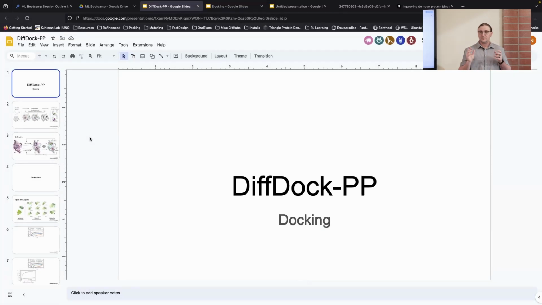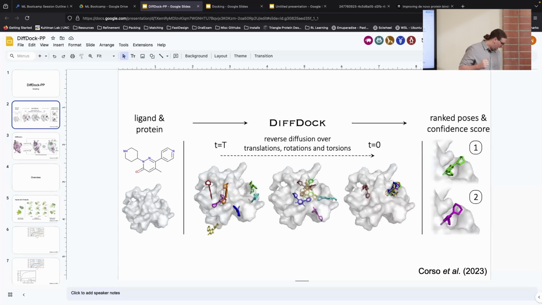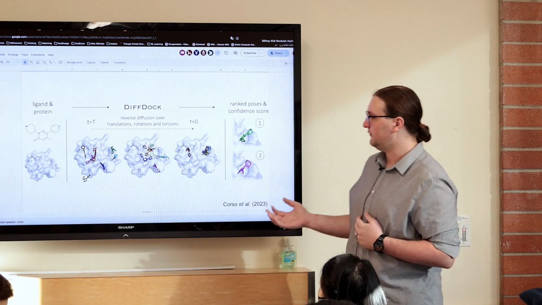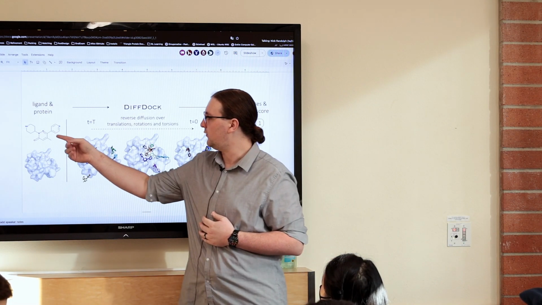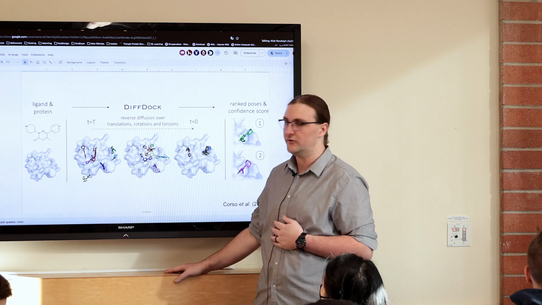DiffDock-PP is the protein-protein interaction version of DiffDock. As that implies, there are other versions of DiffDock that perform different types of docking. The original DiffDock was a small molecule or ligand protein docking problem. So we know the chemical graph of our small molecule. We know how every atom is connected to each other. We know the general structure.